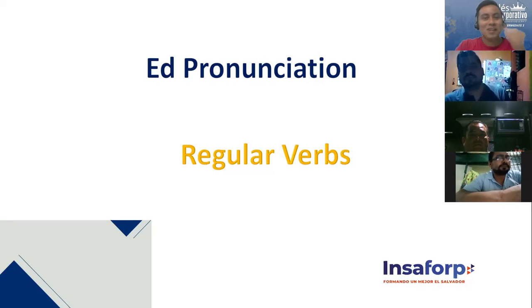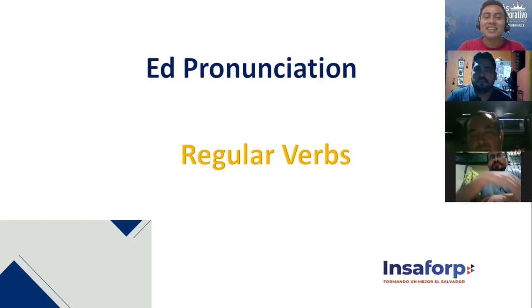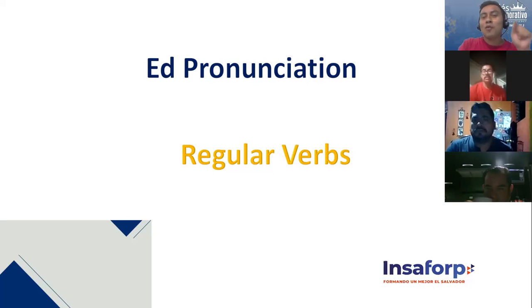But what about the verb in the present? What is the last sound of walk? The last sound is K. Walk is not D. So let me give you an example with D. How do you say decidir in English? Decide. Exactly. The last sound is a D. So how do you say it in the past? We say decided.